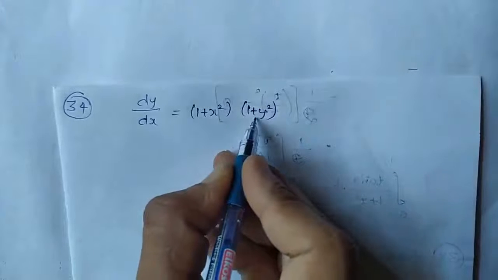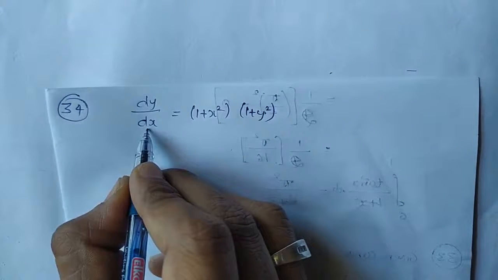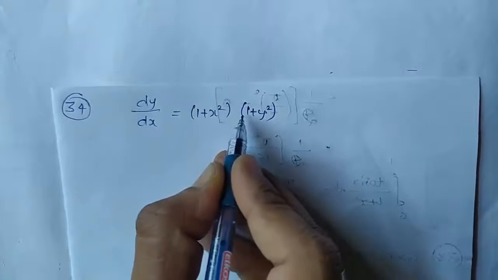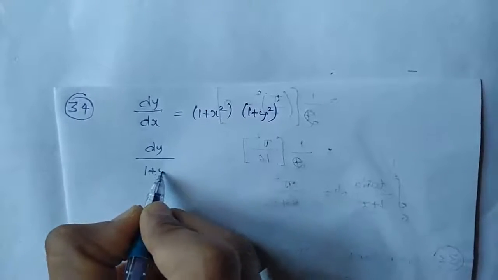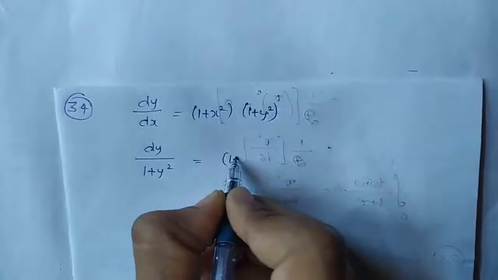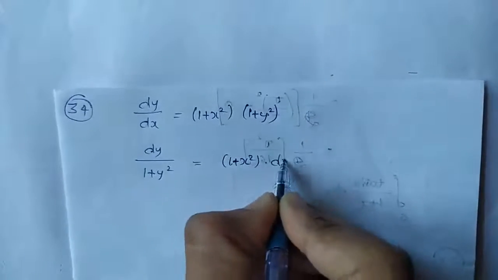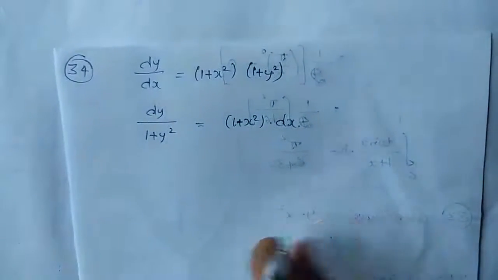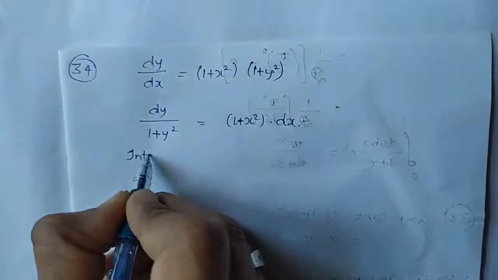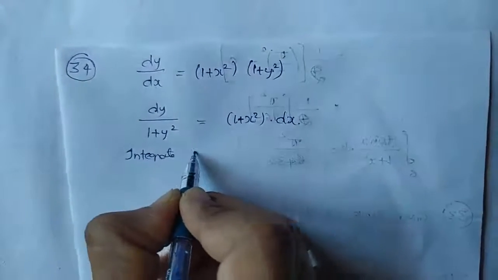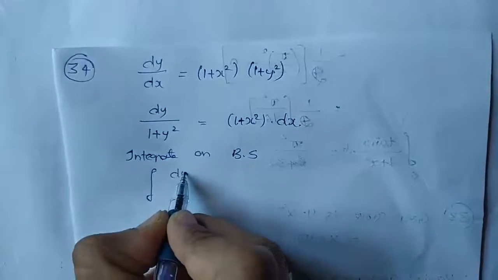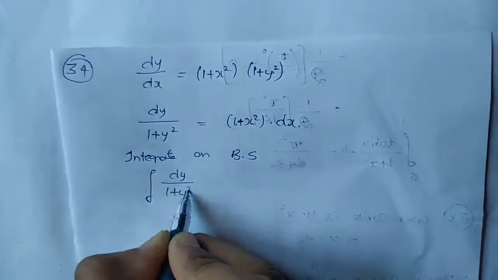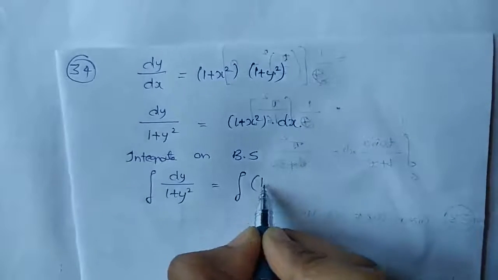Take this 1 plus y square to the left side, and send dx to the right side. Then it will be dy divided by 1 plus y square equals 1 plus x square into dx. Now integrate on both sides. Then integration of dy divided by 1 plus y square equals integration of 1 plus x square into dx.